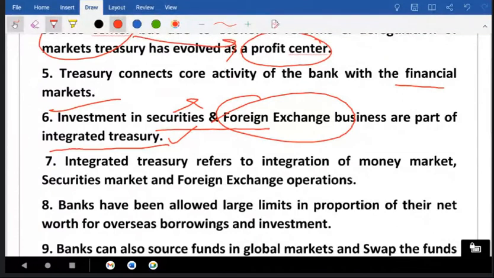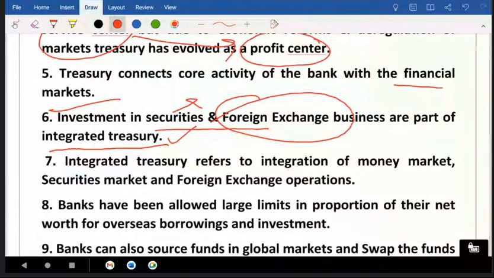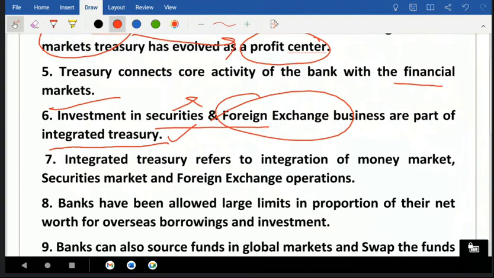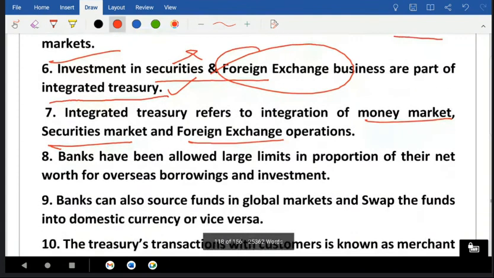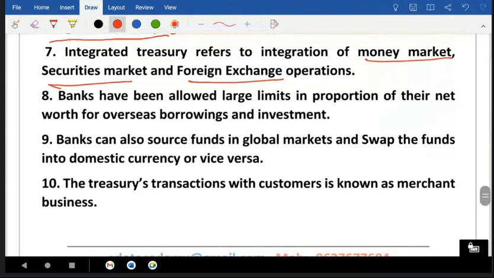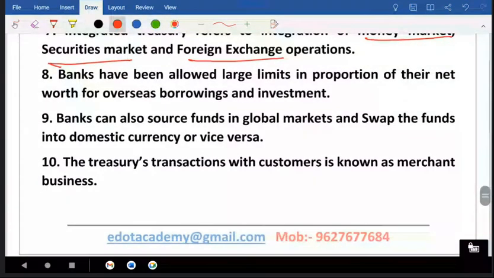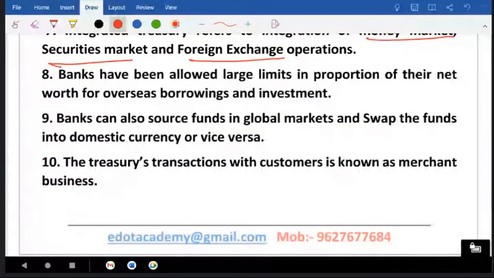Next point is the same, so I'll repeat once again. Integrated treasury refers to the integration of three: money market, security market, and foreign exchange. And banks have been allowed a large limit, in proportion to their net worth, for overseas borrowing and investment.